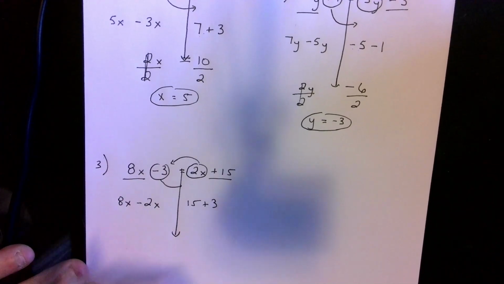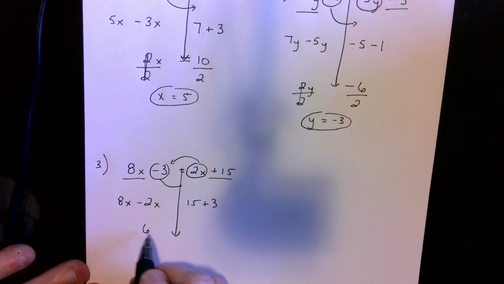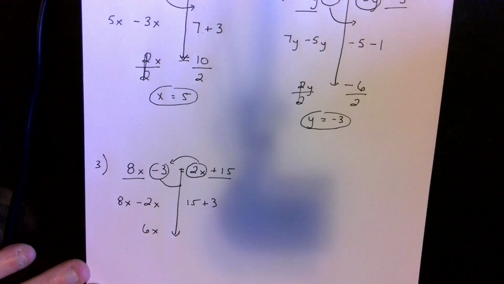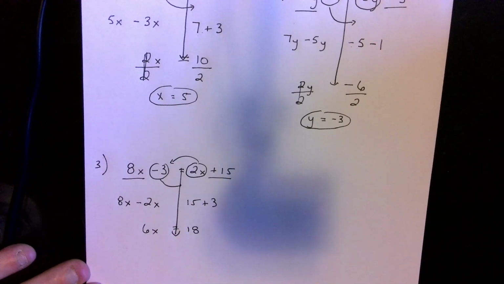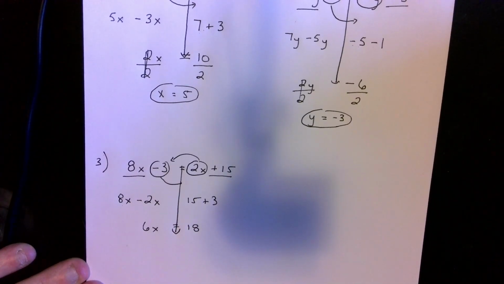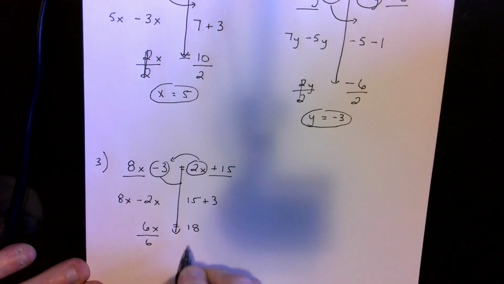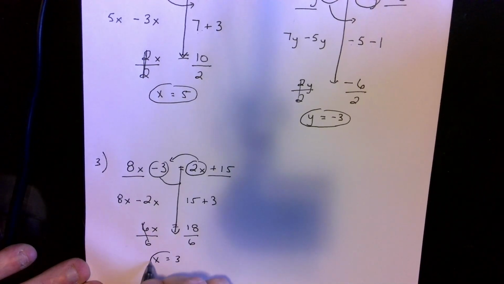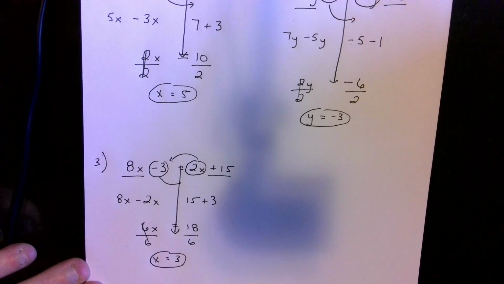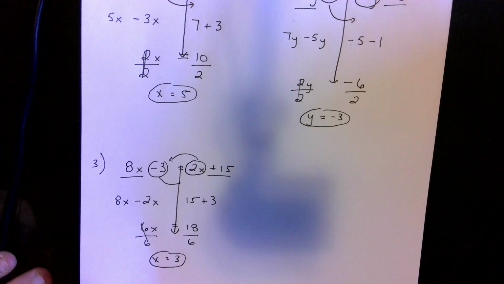Group like terms. 8 take away 2 becomes 6x. 15 plus 3 becomes 18. Divide by 6. That allows those to cancel. And 18 divided by 6 is 3. That's hopefully what you came up with. I do want to look at some special cases that we can get.